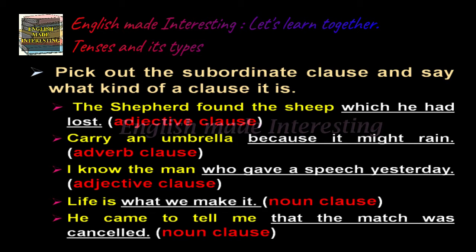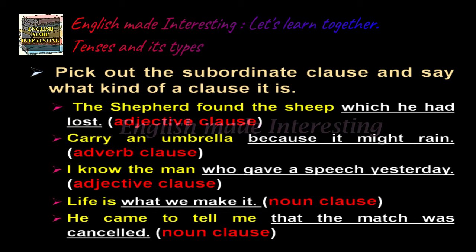I know the man who gave a speech yesterday. Who gave a speech yesterday is the clause, and it is an adjective clause. It's again describing the man who gave the speech. It's talking about the man. Life is what we make it. What we make it is a clause, and it is a noun clause. Clause doing the work of a noun.